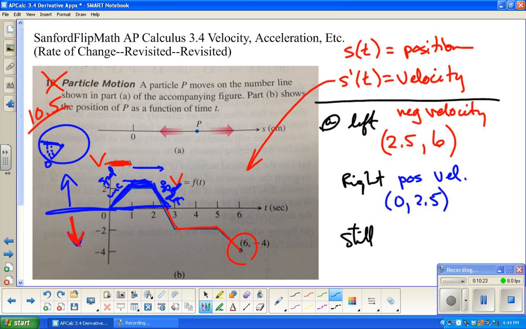Okay, so when is it standing still? Well, it's standing still when the velocity is 0. Well, velocities are 0 on this graph on the x-axis, or on the t-axis. Well, what were those times?